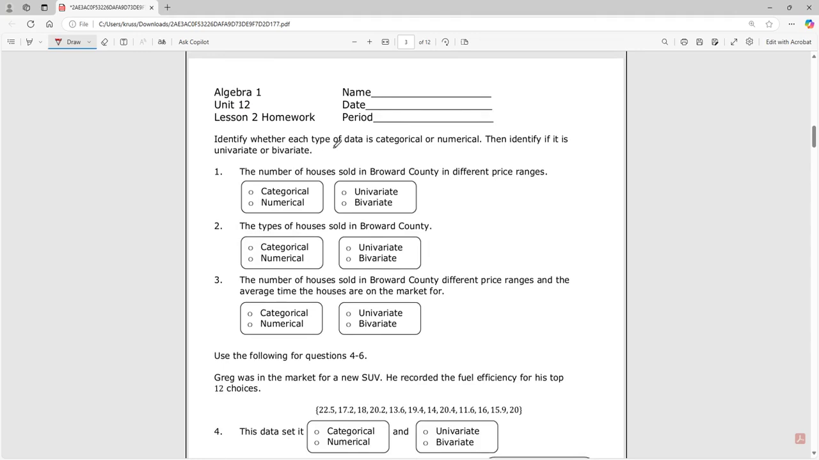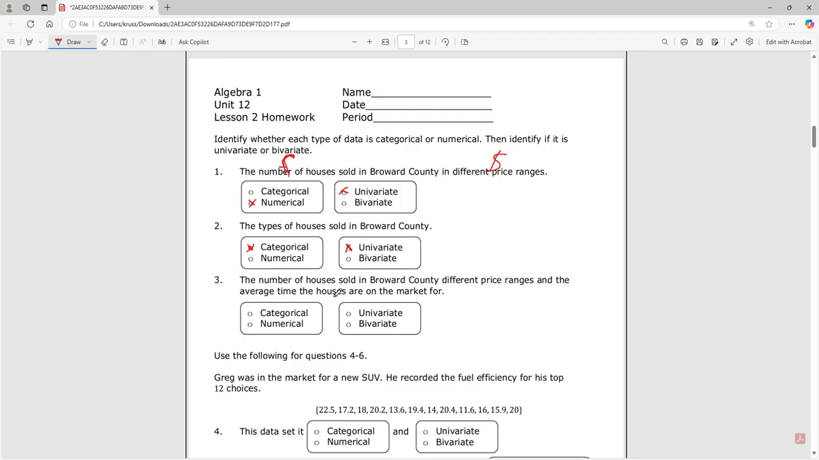So this is the number of houses. This is a frequency, a number of houses that are in different price ranges, which is in dollars. Right, so this is a frequency versus one variable. This is going to be numerical because dollars are numerical, and this is going to be univariate data. Okay. The types of houses sold in Broward County. That's definitely going to be categorical because there's no numbers involved with this at all. And it's just the types of houses, so we're only taking a look at one variable.